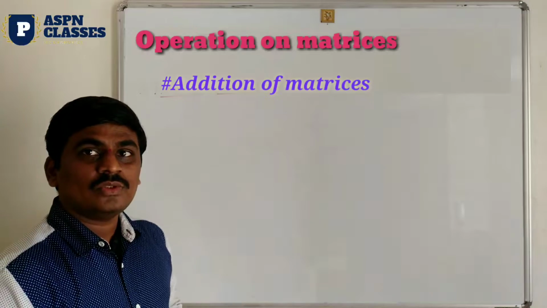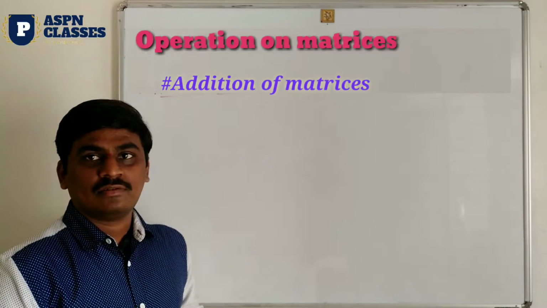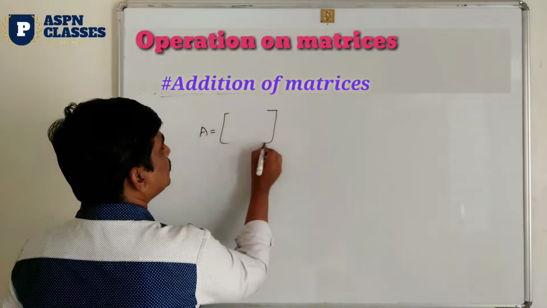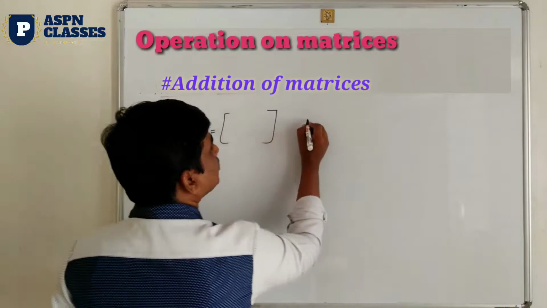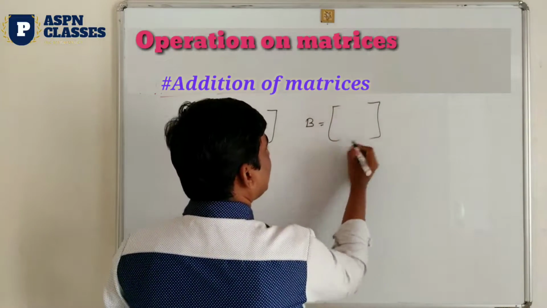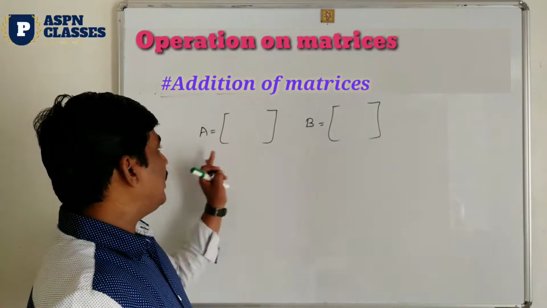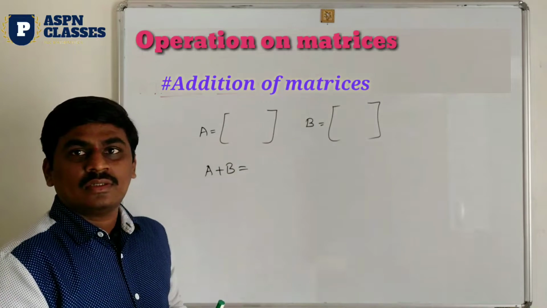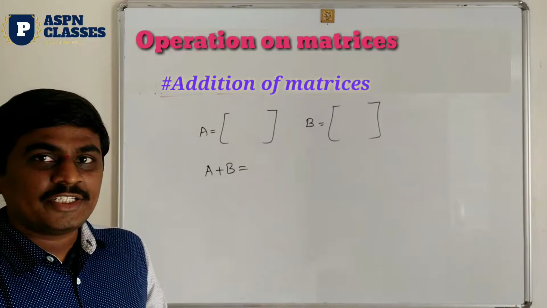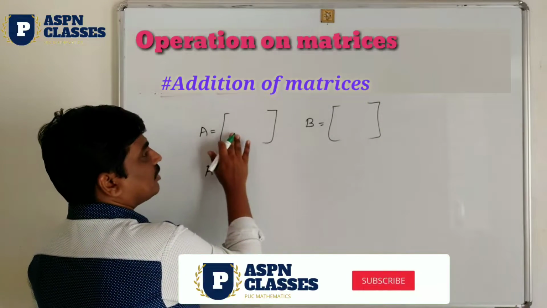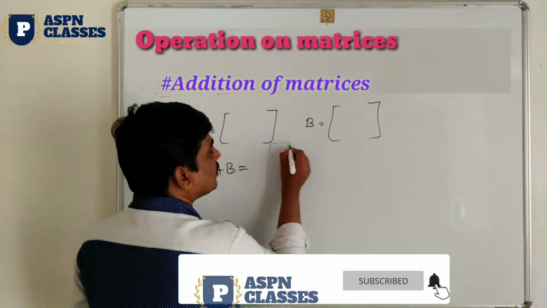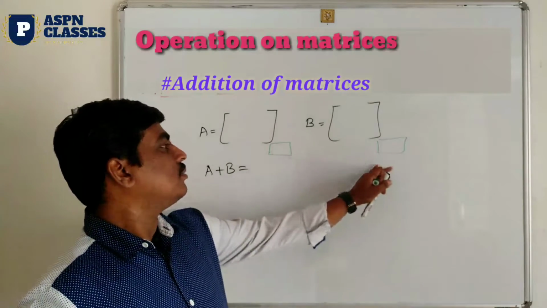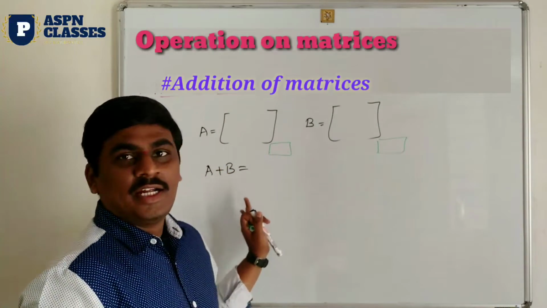What are the rules you have to follow when you are taking addition of matrices? If two matrices are given, suppose A is equal to some elements with an order, and B is equal to some elements with an order also given. When we have to add these two matrices, what are the conditions? First condition is that the order of both matrices must be the same. Then only you can start the addition process.